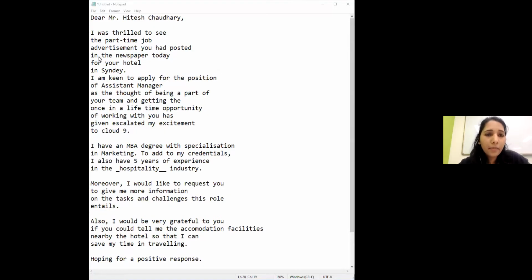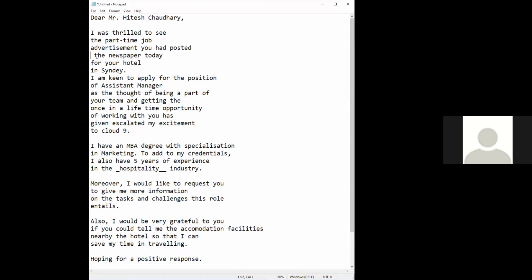Okay. Dear Mr. Hitesh Chowdhury, I was thrilled to see the part-time job advertisement you had posted in the newspaper today for your hotel. So for part-time job advertisement, this "for your hotel" should be over here. Not for your hotel, for the hotel in Sydney or for your hotel in Sydney. I posted, you will put it here.